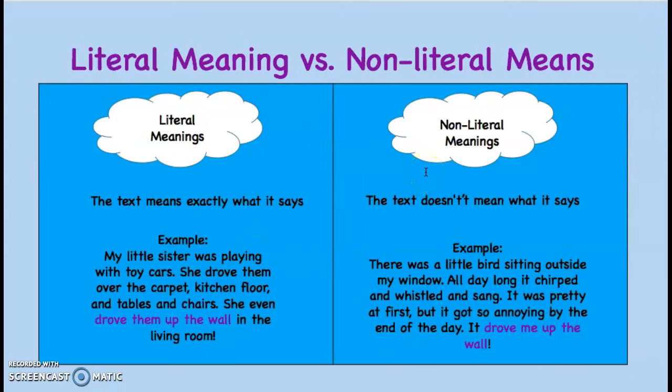But over here, when we look at non-literal meanings, the text does not mean what it says. For example, there was a little bird sitting outside my window. All day long it chirped and whistled and sang. It was pretty at first, but it got so annoying by the end of the day. It drove me up the wall. Now here, this person is using the expression drove me up the wall to mean that it really annoyed or bothered them. But really, the person did not drive up the wall. So here the text does not mean exactly what it says.